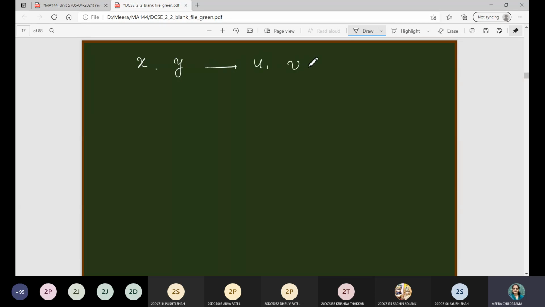u and v are any numbers, meaning x is considered as a function of u and v, and y is also considered as a function of u and v. In that case, the Jacobian will be considered in terms of the integration. Have you studied the Jacobian? Yes, ma'am. Yes, in your first semester only you have studied. What is it? Can anybody tell me? If I say the Jacobian is denoted by this symbol, the Jacobian of the xy coordinates with respect to the uv coordinates, what will it be?